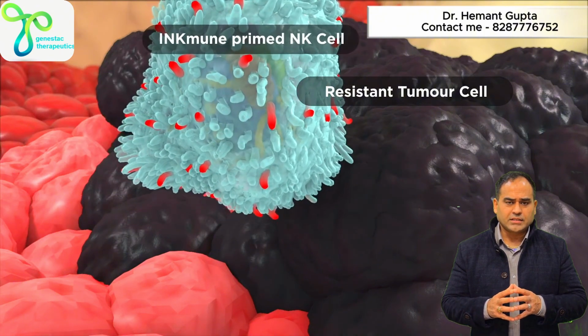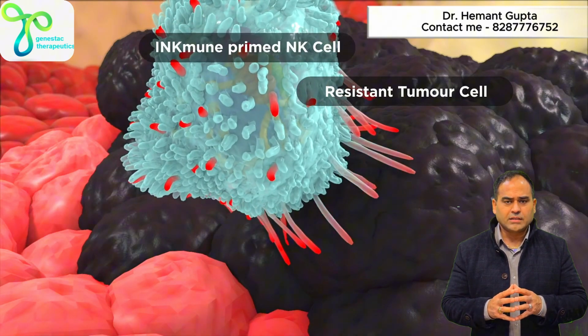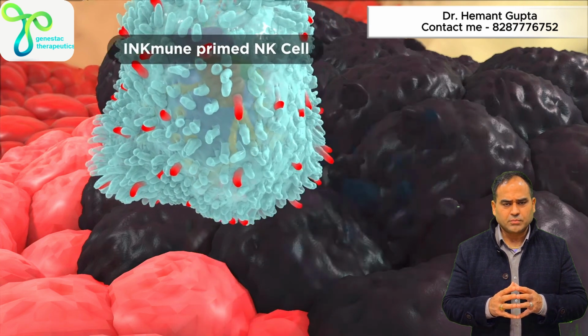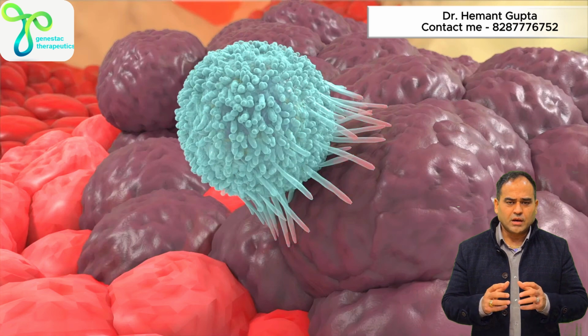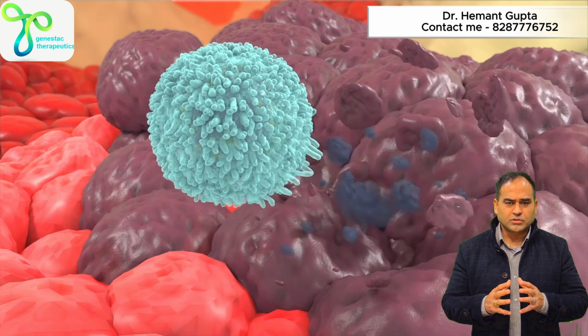The primed NK cell now needs to bind far fewer activating ligands on the tumor cell to be able to kill it. Cancer cells that have evaded NK cells are now susceptible and are killed.